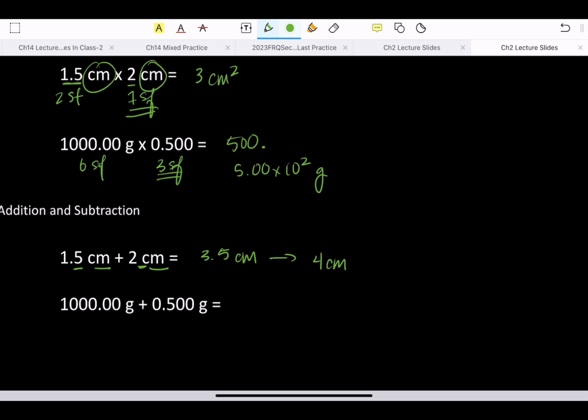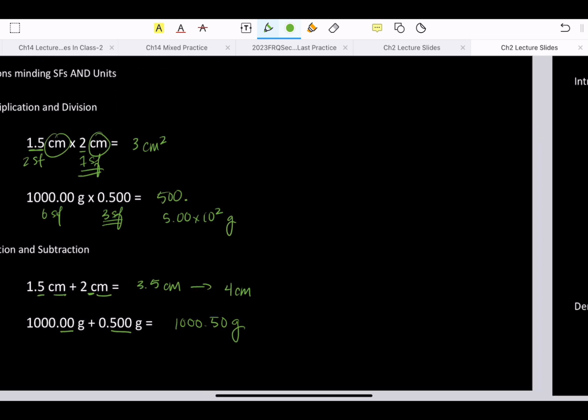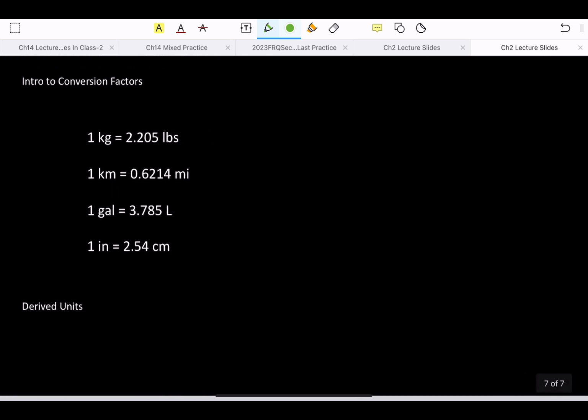Here, if I have 1,000, which is 2 decimals, and this one, which is 3 decimals, and I add those together, I get 1,000.5, but I have to have 2 decimal places, so 0 grams. Yes? All right. And then the last chunk of this set is Introduction to Conversion Factors.